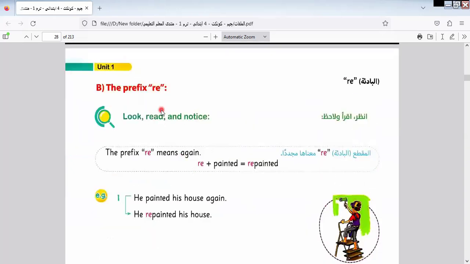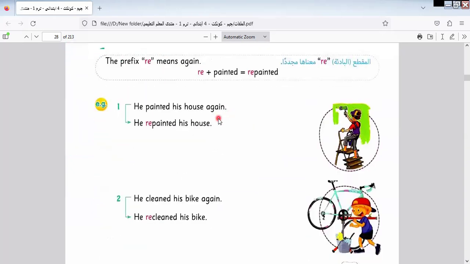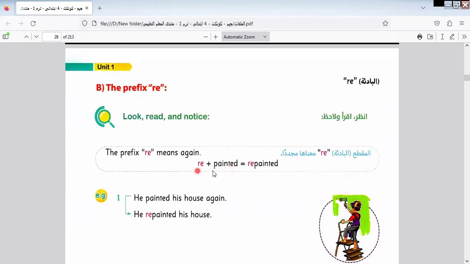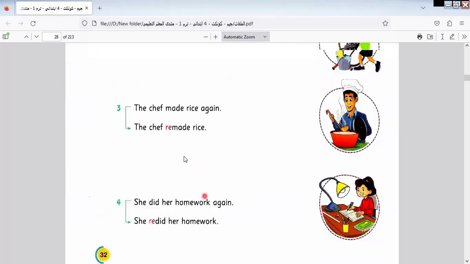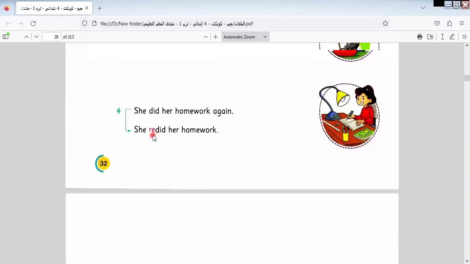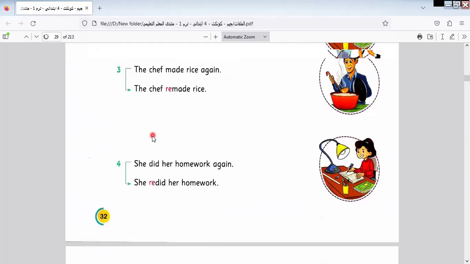Here we have the prefix like this. The prefix means do something again, like repainted, rewrite, rearrange, recleaned, remade. Here we have the prefix re. We use it to what? To do something again. Okay.